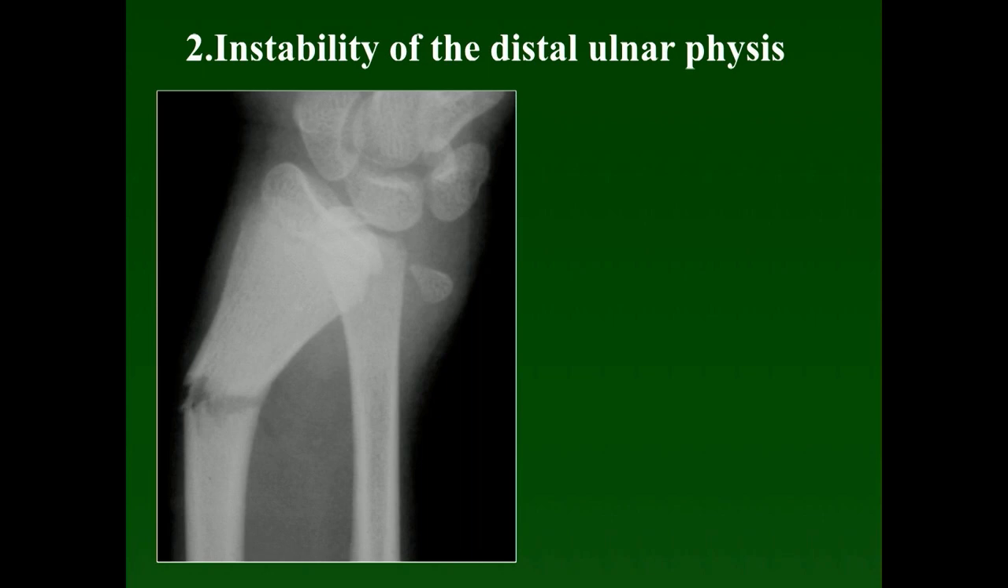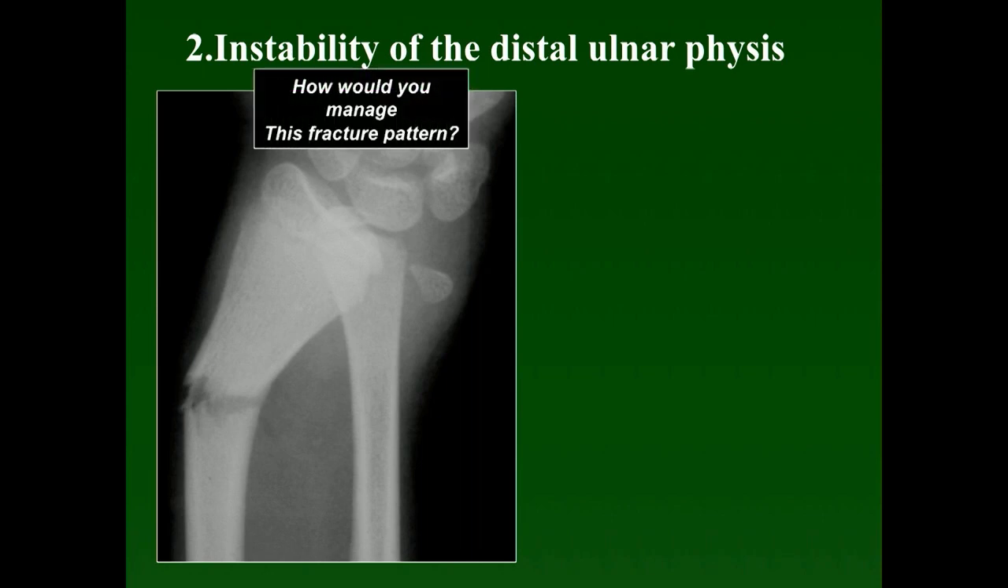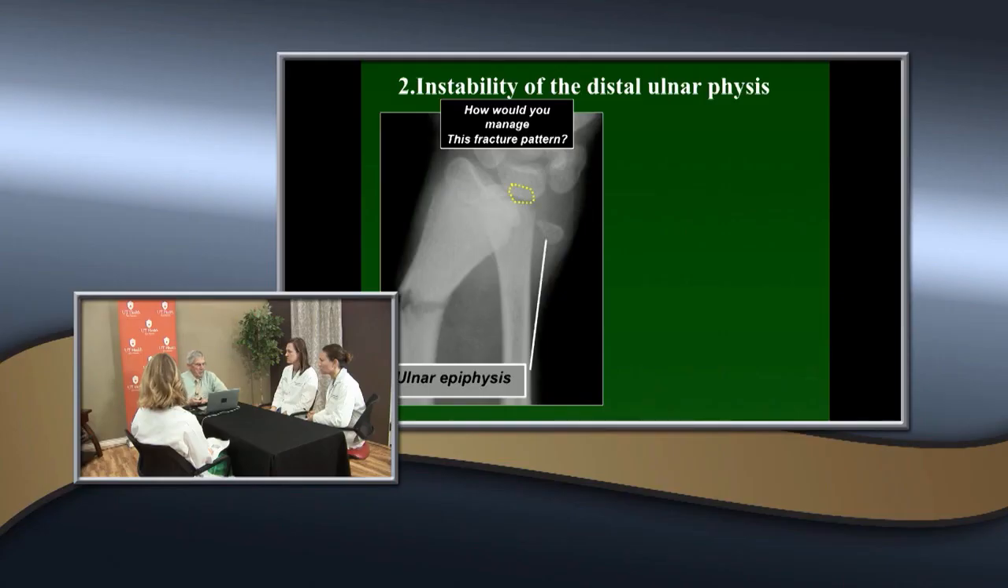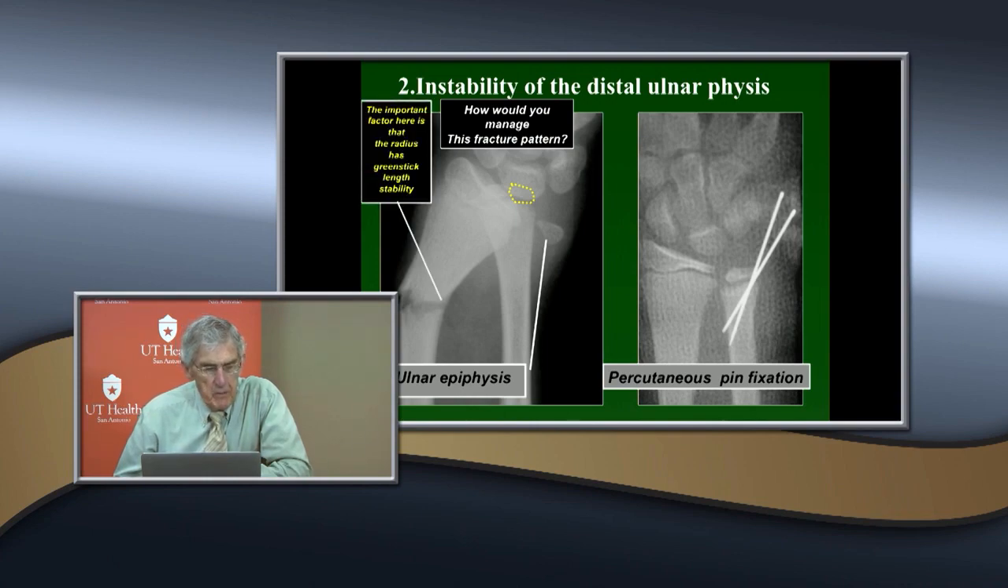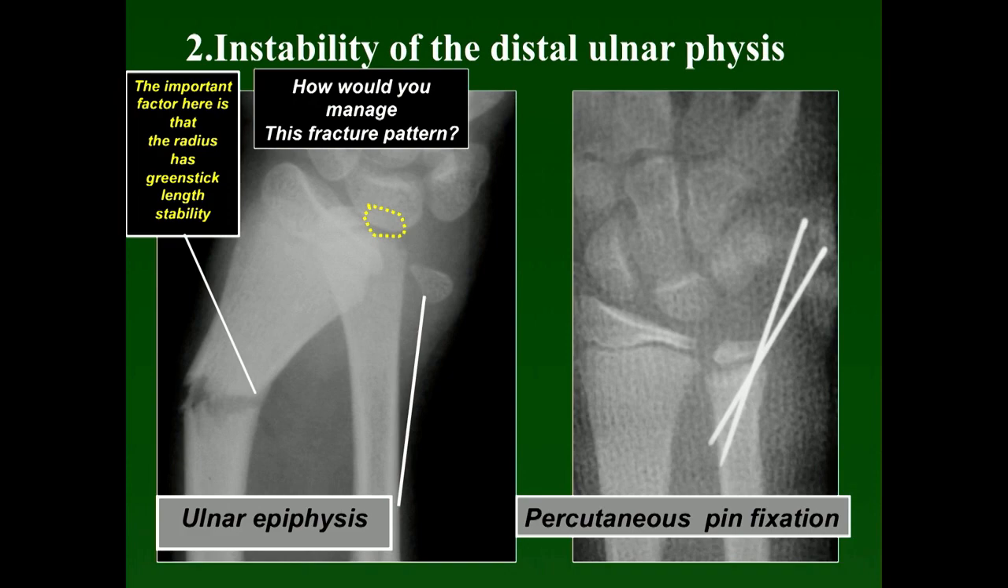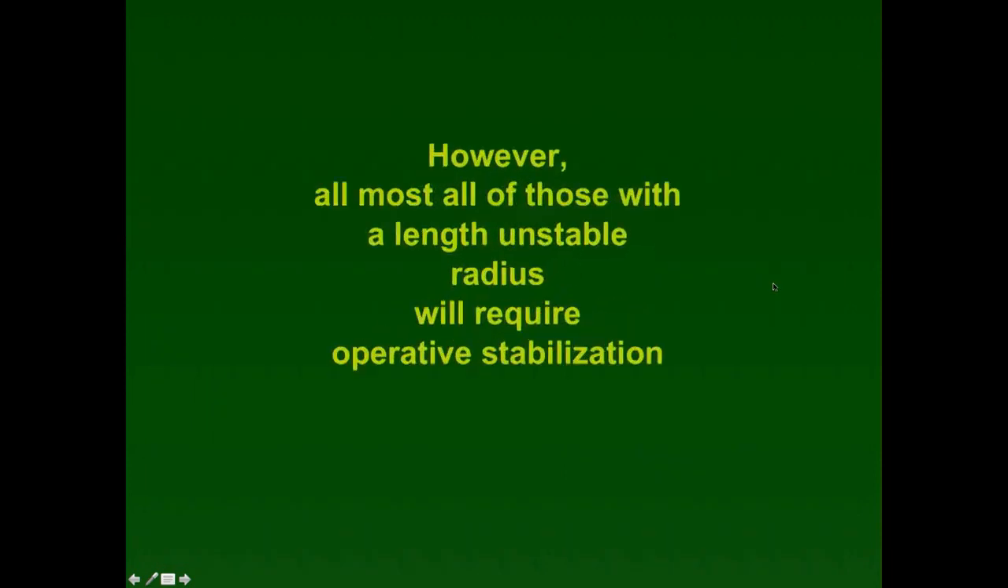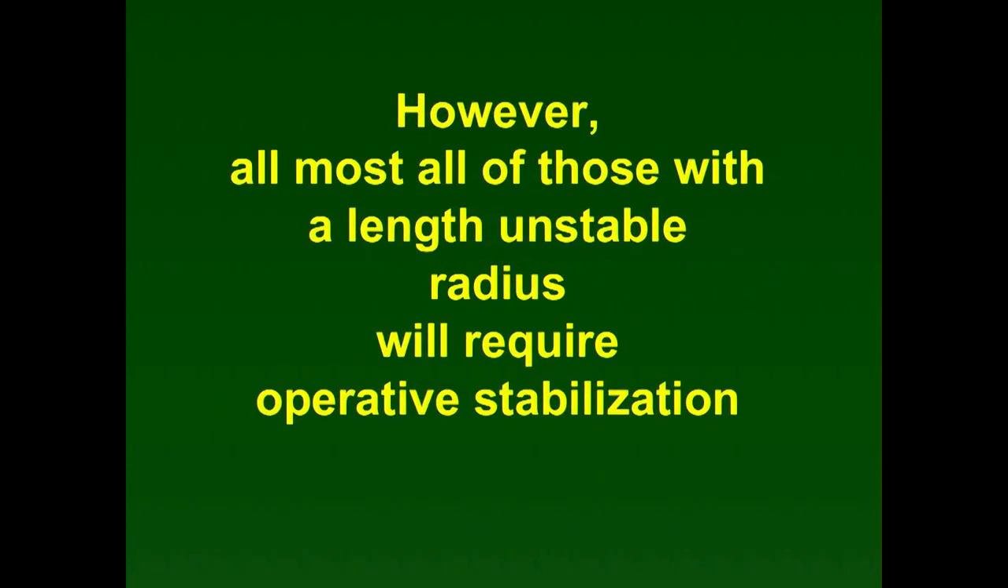So here's instability of the distal ulnar physis. How are you going to manage this one? Well, you get a closed reduction, you can do percutaneous pin fixation, but remember the radius is greenstick, so that's length stable. And is this one reduced? How do you assess the quality? Well, the radial length has been reestablished in relationship to the ulna. That's very important. Now, most of these, if they're length unstable, will require operative stabilization.